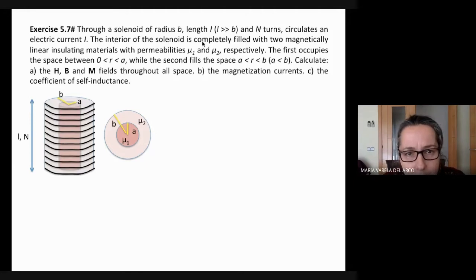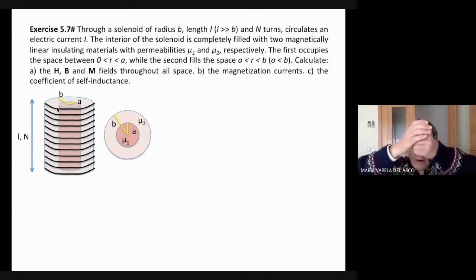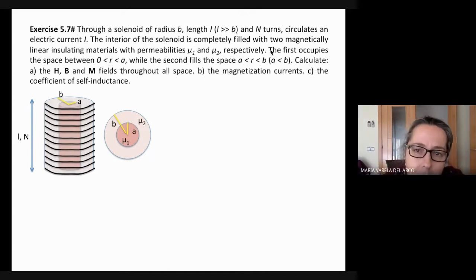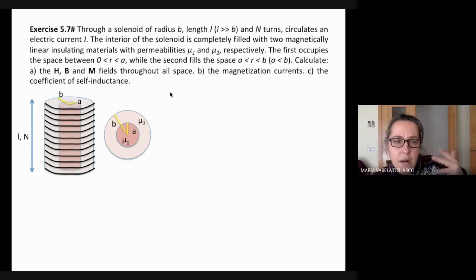The interior of the solenoid is completely filled with two magnetically linear insulating materials of permeabilities mu1 and mu2, respectively. The first one occupies the space between 0 and A, so the core of the solenoid, and the second one fills the remaining space, just like a pipe around it, between the radii of A and B. So something like what we have here, or this is the section, if you want to see it like that. Then we have to calculate the H, B, and M fields through all space, the magnetization currents, and the coefficient of self-inductance of the system on itself. There are no two circuits here, only one, so we cannot calculate any mutual inductance, just self-inductance.